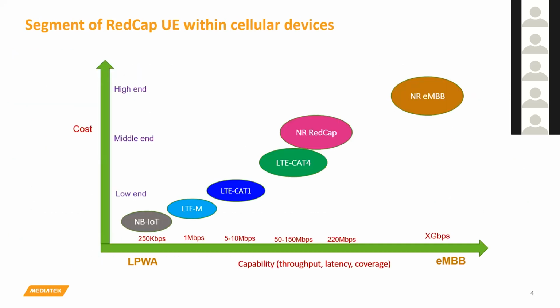In this figure, all types of cellular UEs are shown. We can see RedCap UE is located in the middle-end section. Its capability is higher than LPWA and lower than eMBB. It is approximate to LTE Cat 4.